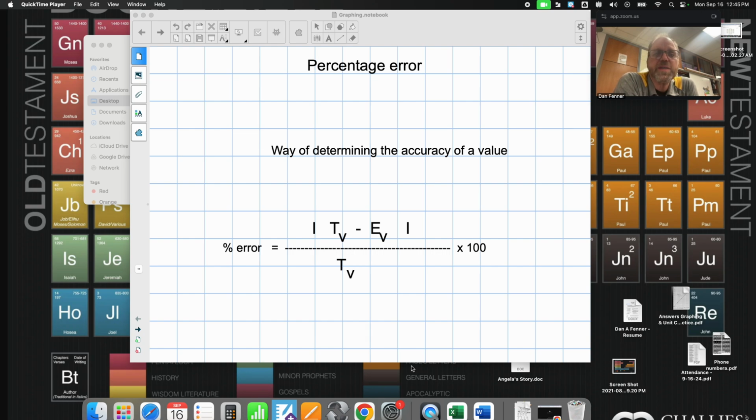Let's talk chemistry with Pastor Dan. We're looking at two concepts today. The first is percentage error, and the second is graphing.